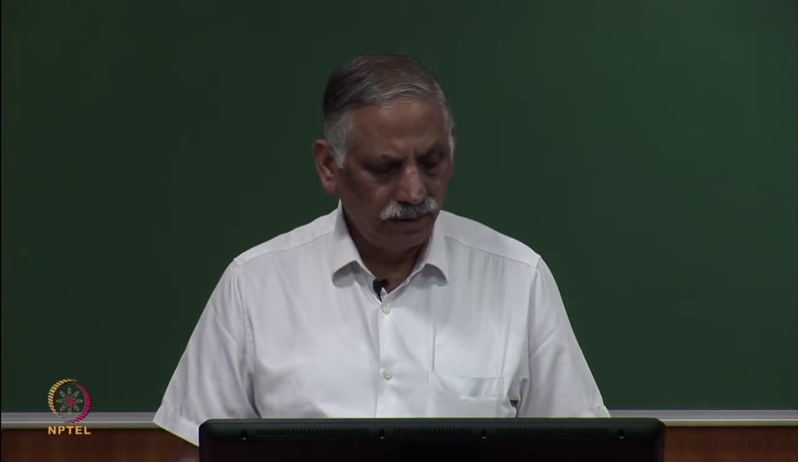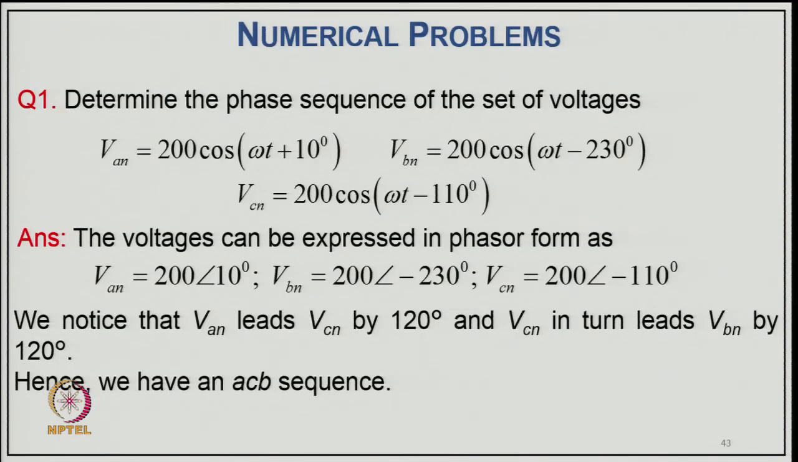So, this concept is only applicable for a 3-phase system. Now, with an example, determine the phase sequence of the set of voltages Van equal to 200 cos(omega t plus 10 degrees), Vbn equal to 200 cos(omega t minus 230), and Vcn equal to 200 cos(omega t minus 110). So, the voltages can be expressed in phasor form as Van equal to 200 at the angle of 10 degrees, Vbn 200 at the angle of minus 230, and Vcn 200 at the angle of minus 110 degrees.